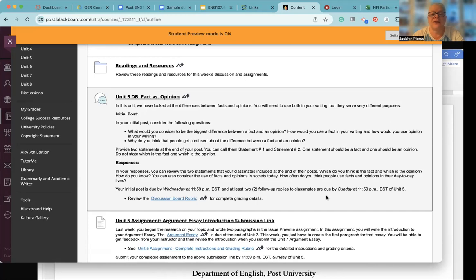Also, of course, consider the use of facts and opinions in society today. How often do you think people use facts and opinions in their day-to-day lives? I will note that when you are creating your statements, a false fact is not an opinion. It's still stated as a fact, but it would not be considered an opinion.